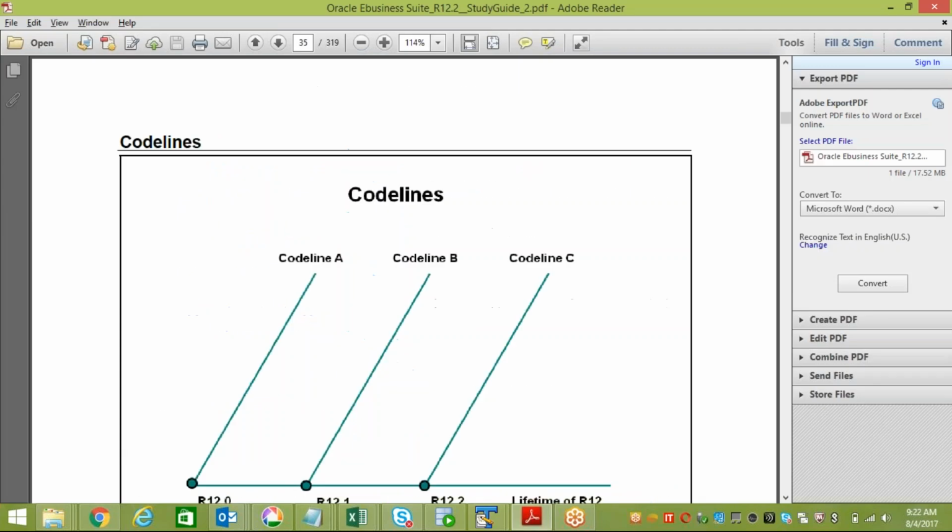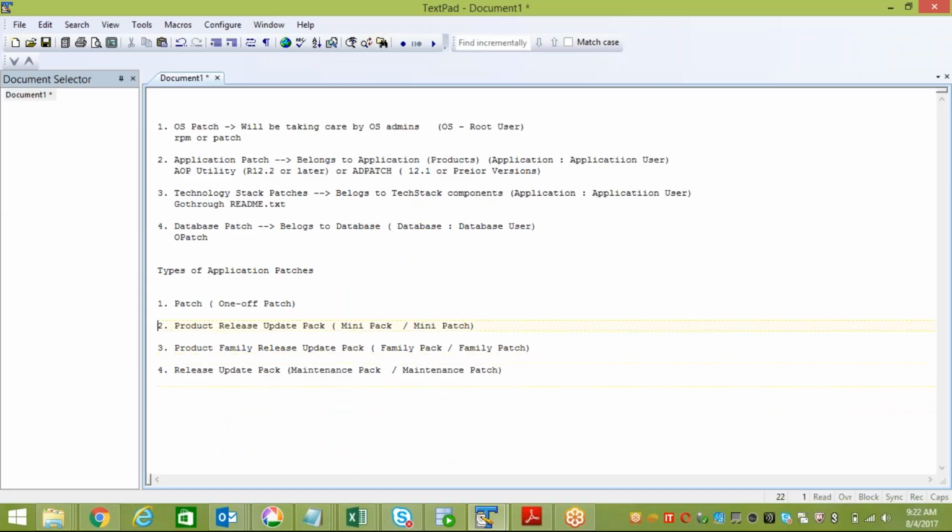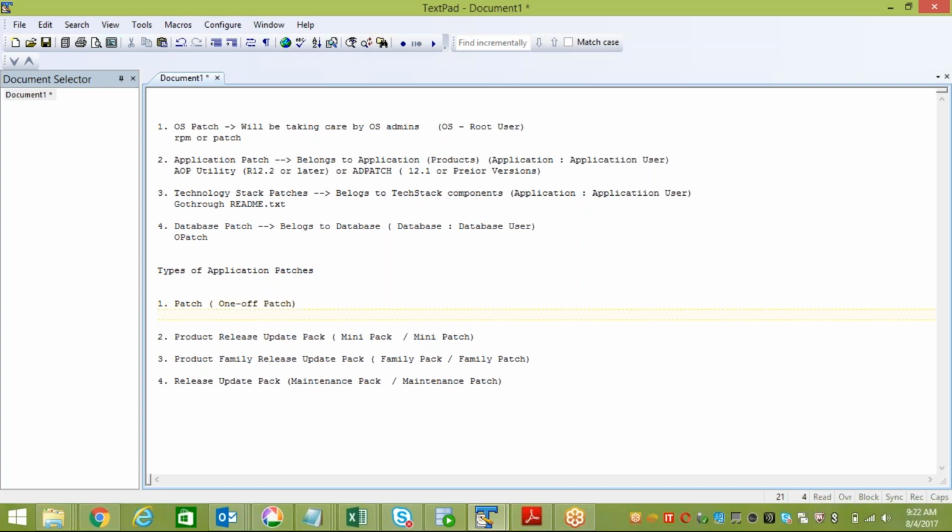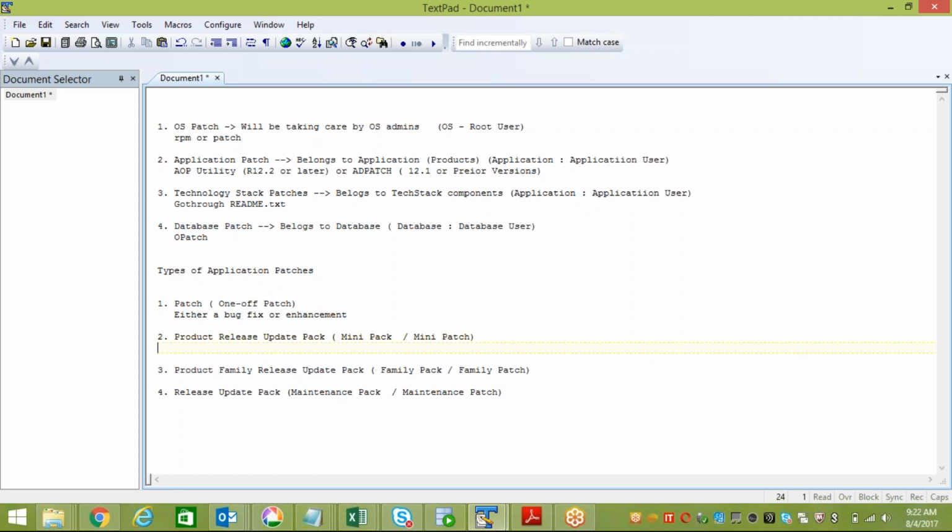I'll mention that here. Basically, a one-off patch is nothing but either a bug fix or an enhancement. This information won't be in the PDF file, which is the reason I'm writing it here, not duplicating anything. So this is called a combination of one-off patches, a mini pack, and it is specific to a product.